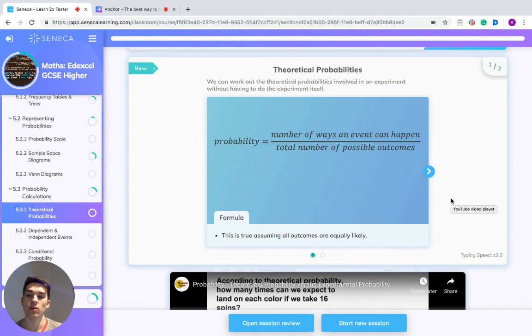Hi, I'm Richard, and in this episode, we're going to look at our second section of probabilities, and in particular, we're going to look at theoretical probabilities. We can work out the theoretical probabilities involved in an experiment without having to do the experiment itself. So what we can use is, assuming that all of the outcomes are equally likely, we can say that the probability equals the number of ways an event can happen, divided by the total number of possible outcomes.